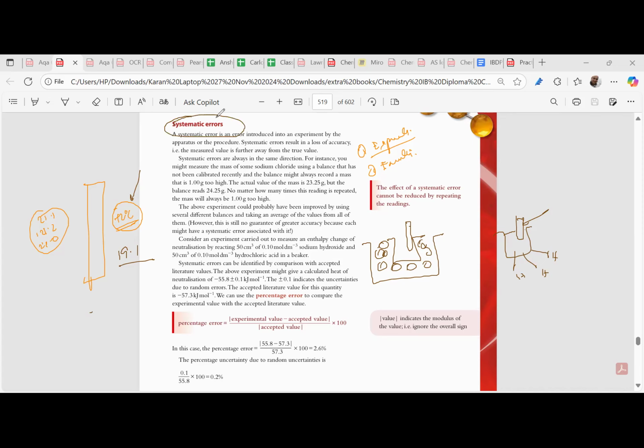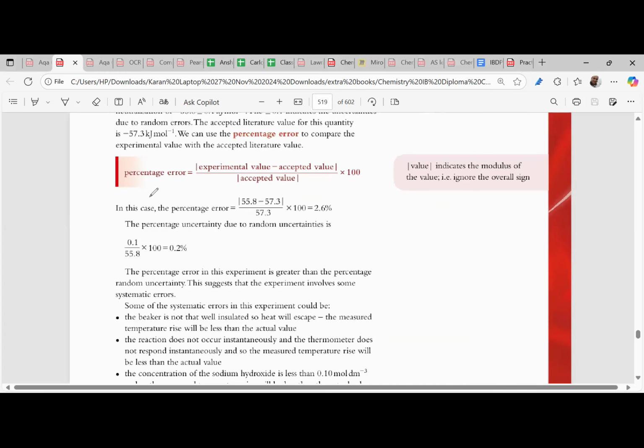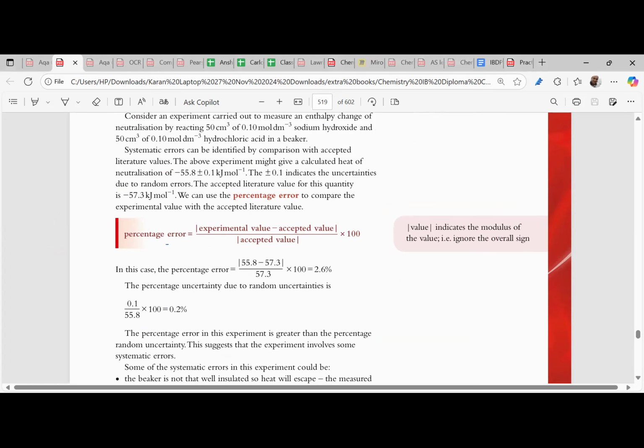So what is systematic error? Systematic error is the error introduced due to the wrong apparatus or wrong experimental setup. We can find out the amount of systematic error incorporated in an experiment by the percentage error, right? Percentage error tells us how much the error is. Suppose you are doing an acid base titration, and it should be around 57.3, right?